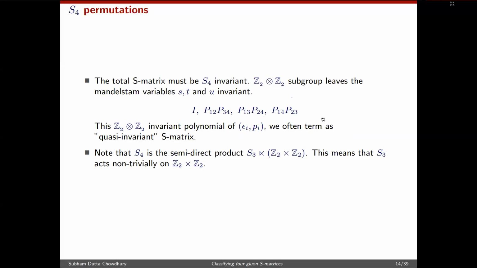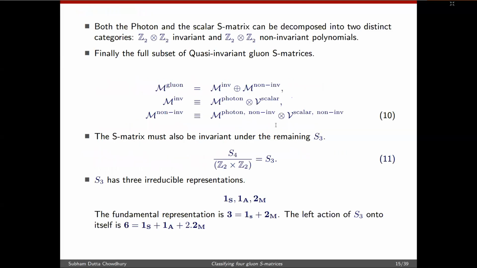So it's better that we label our S matrices by their S3 properties rather than a fully symmetrized, S4 invariant S matrix. Sometimes these are also called quasi-invariant S matrices, where you have just imposed the Z2 times Z2 invariance. And since S4 is a semi-direct product of S3 and Z2 times Z2, there is a non-trivial action of S3 on Z2 times Z2. That is just some technicalities.